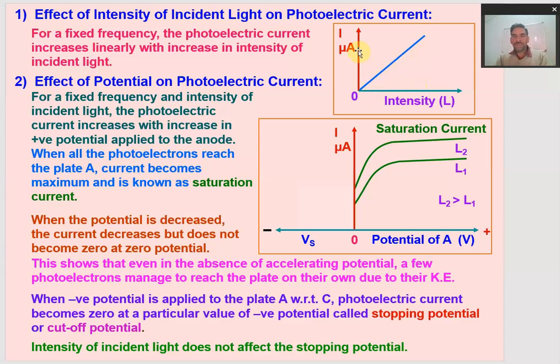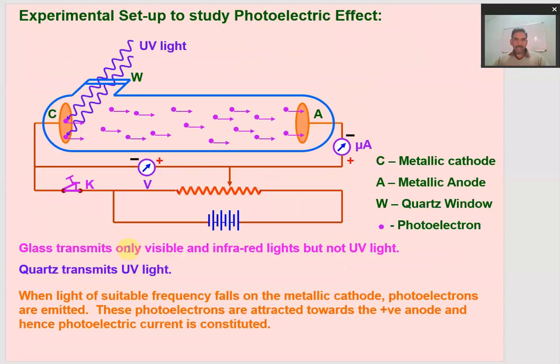So the effect of intensity of the incident radiation is that the more intense the radiation is, the more is the emission of electrons, and hence the more is the photocurrent. The second observation is the effect of potential on the photoelectric current. If we keep the intensity as well as the frequency of a particular radiation fixed, then how does the photocurrent change with this potential which is applied here?